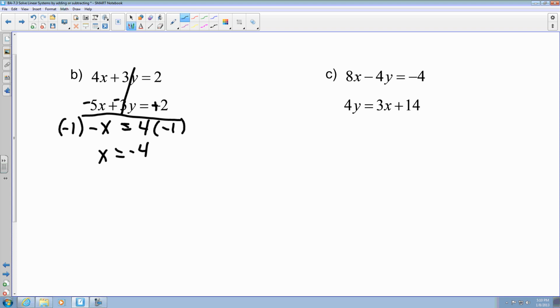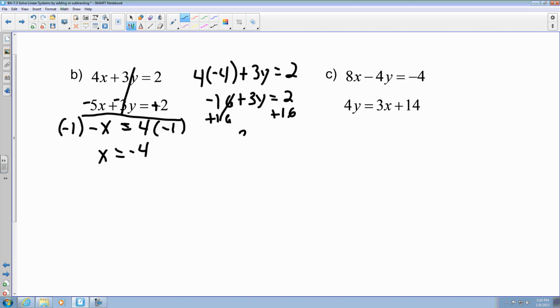I'm going to substitute in this negative 4 into the original equation. I'm going to use the top one. So I got 4 times negative 4 plus 3y equals 2. Now I'm going to solve for y. 4 times negative 4 is negative 16 plus 3y equals 2. I'm going to add 16 on both sides. This cancels, so 3y equals 18. And my y gives me 6.